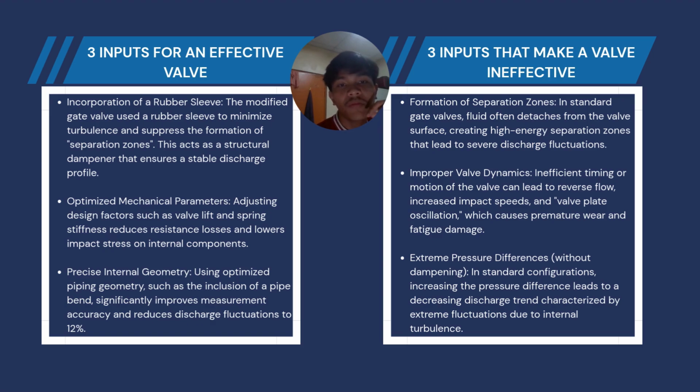Second one is improper valve dynamics. Inefficient timing or motion of the valve can lead to reverse flow and increase impact speed. The valve plate also oscillates, which causes premature wear and fatigue damage. The last one is extreme pressure difference. In a standard configuration, increasing the pressure difference leads to a decreasing discharge trend characterized by extreme fluctuation due to internal turbulence.